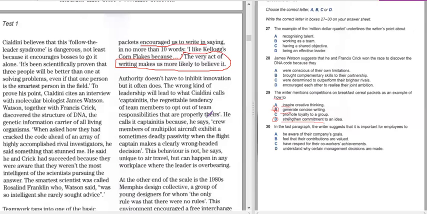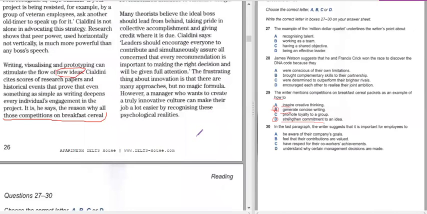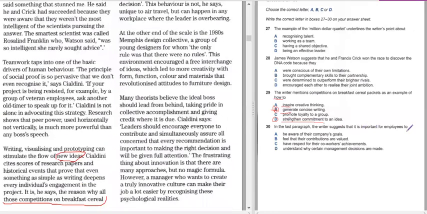The 30th, in the last paragraph. The writer suggests that it is important for employees to... Many theorists believe that the ideal boss should lead from behind, but it is important for employees. So where are the employees? Taking pride in collective command, and leaders should encourage. Is it the last paragraph? Yeah.